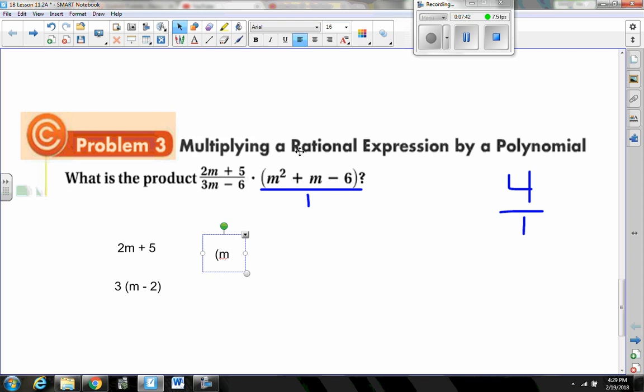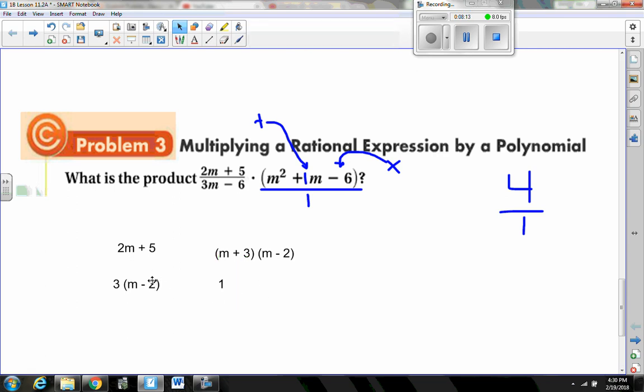So to factor this quadratic here, I need 2 numbers that multiply to be negative 6 and add up to be positive 1 because there is no number in front of that m there. Multiplying to be negative 6 and adding up to be 1 would be a plus 3 and minus 2. And then the bottom, as I mentioned, is just a 1.